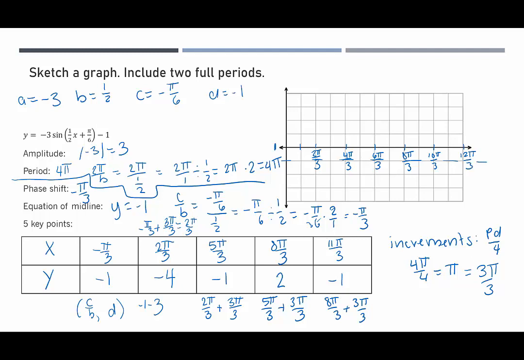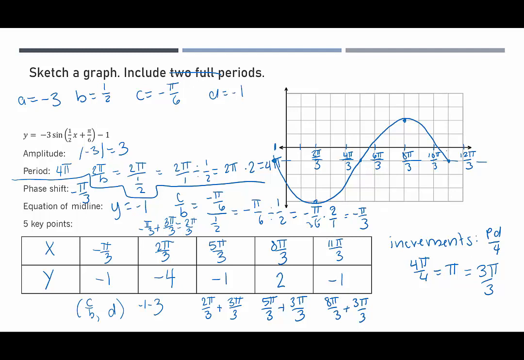And let's see. I think, again, we're going to do just one period. So, sorry. Okay, so -π/3, -1 is going to be right here. 2π/3 is here, down to -4 will be right here. 5π/3 back to the middle at -1. 8π/3 up to the top at 2. 11π/3 back to -1. And this is going to be a nice smooth curve. It's a little bit stretched out again. And there it is. We made it.